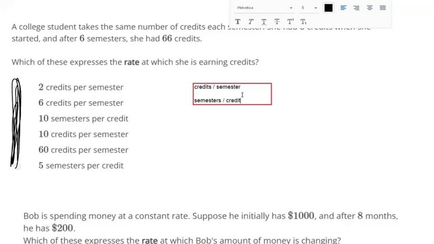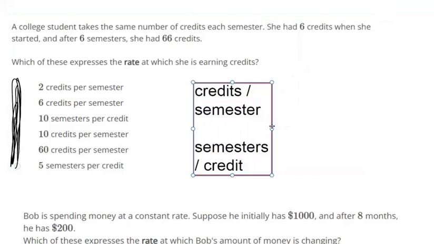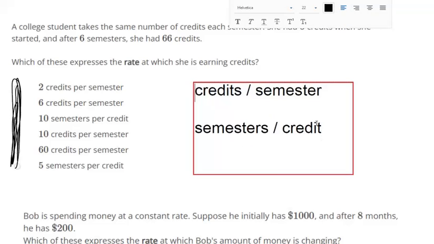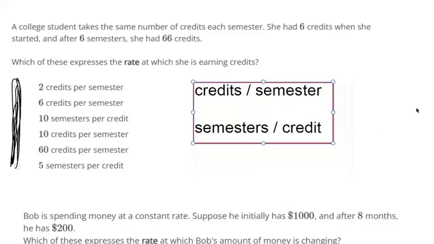And which one makes more sense? It's the semesters that determines the credits, right? It's not the credits that determines the semesters. So in our world, we will put the independent variable on the x. In other words, we want semesters to be on bottom because semesters are causing a change in credits. More semesters, more credits. The dependent variable goes on top, okay?